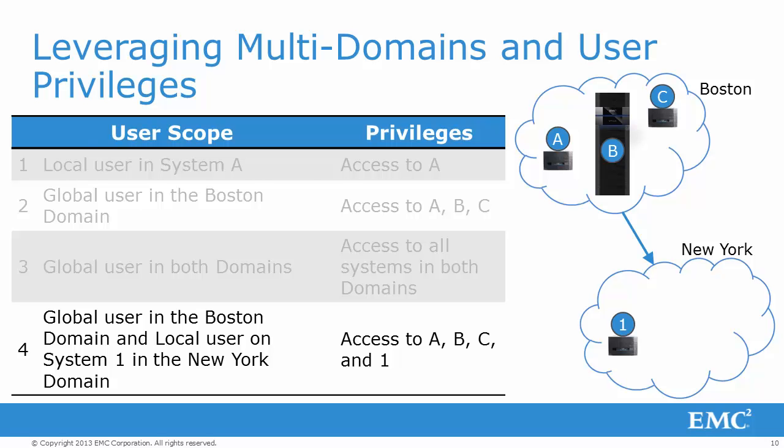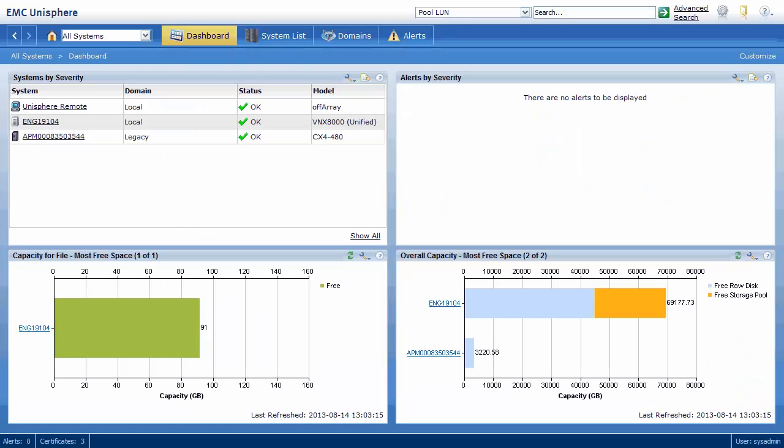Now let's move on to the Unisphere demo. The Enterprise Dashboard shows all the storage systems that can be managed in the Unisphere session. This includes all the systems that are in the local domain and also those systems using the multi-domain functionality. Note that access to all these systems is available through a single sign-on. The storage systems that can be accessed are listed in the System by Severity view block. They are also listed in the System Selector drop-down list.